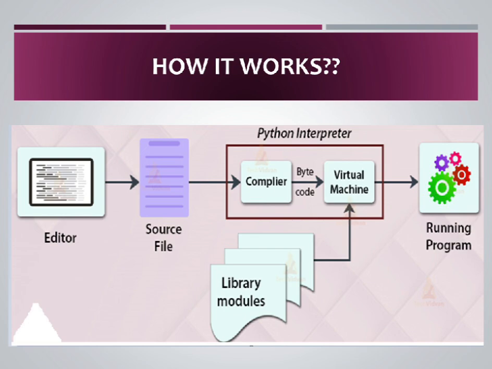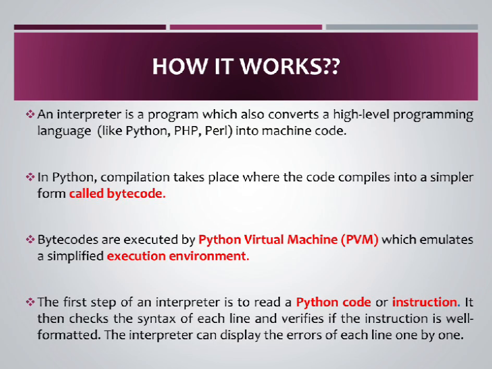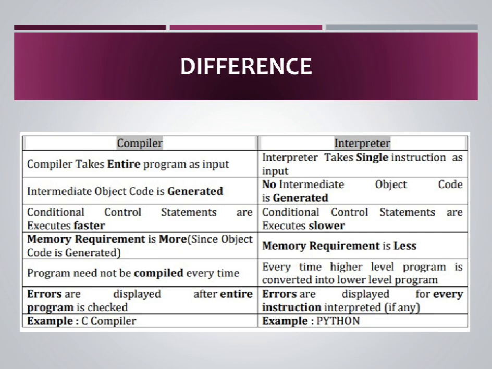The first step of an interpreter is to read the Python code or instructions. It then checks the syntax of each line and verifies if the instruction is well formatted. The interpreter can display the errors of each line one by one, so that is the best. It's very interactive, so whenever there's an error, we get to know.